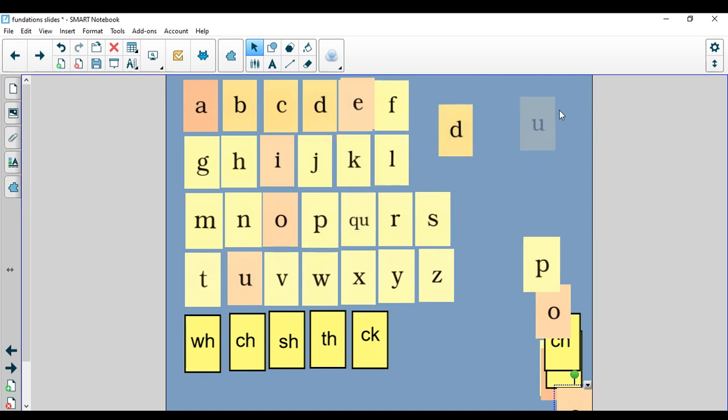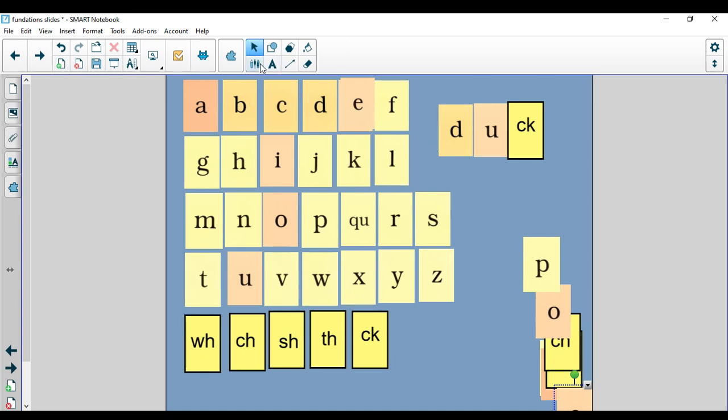Let's try another one. Our next word looks like this. Go ahead and say the sounds with me. D, u, k. That CK makes that k sound at the end of the word. D, u, k. The word is duck.